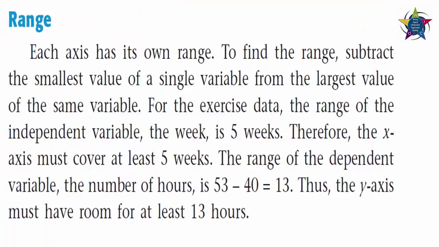Range. Each axis has its own range. To find the range, subtract the smallest value of a single variable from the largest value of the same variable. For the exercise data, the range of the independent variable, the week, is 5 weeks. Therefore, the x-axis must cover at least 5 weeks. The range of the dependent variable, the number of hours, is 53 minus 40 equals 13. Thus, the y-axis must have room for at least 13 hours.